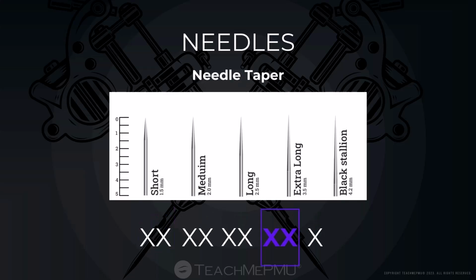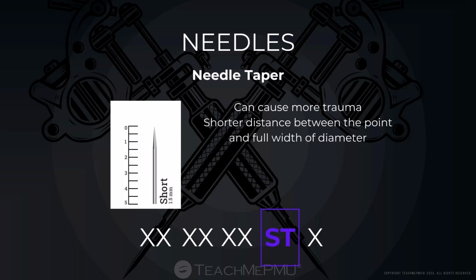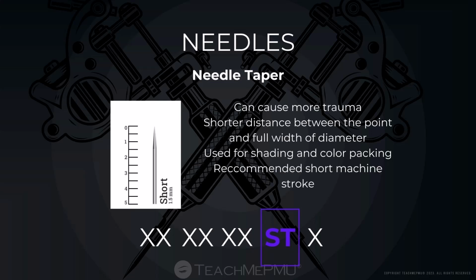Needle taper. Short taper needles can cause more trauma if not used carefully. There is a shorter distance between the point and the full width of the diameter. Used for shading and color packing. A short stroke can be used since the length of the taper is short.